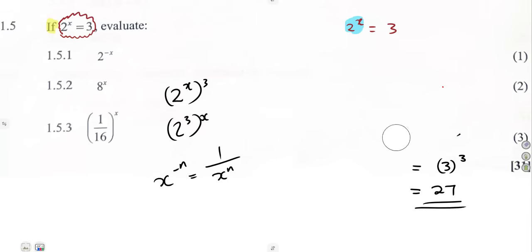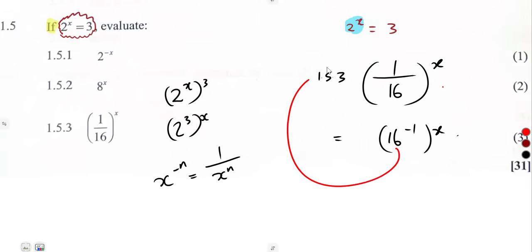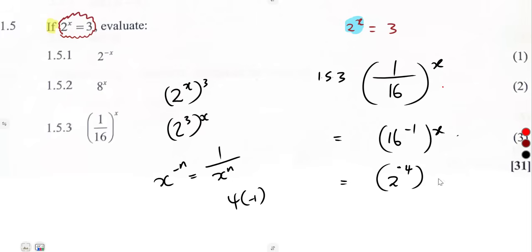All right, let's move on to another one. 1.53, 1 over 16 to the exponent of x. All right, 1 over 16 is the same as 16 to the exponent of -1, if we are to reverse here, raised to the exponent of x. All right, so 16, can it be written in the base of 2? Yes, it is the same as 2 to the exponent of 4. But raised to the exponent, there will be 4 times negative 1, which is negative 4, to the exponent of x, this one.